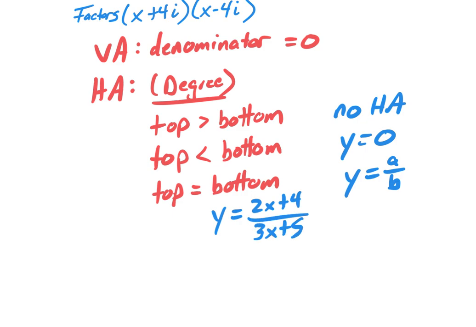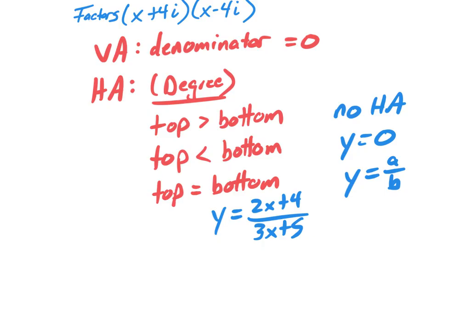Let's say we have 2 linear equations. These both have a degree of what, Majan? It's 1. There's only one x. Okay, this is just 1x. So they both have a degree of 1. That means the degree is the same. The top is equal to the bottom.